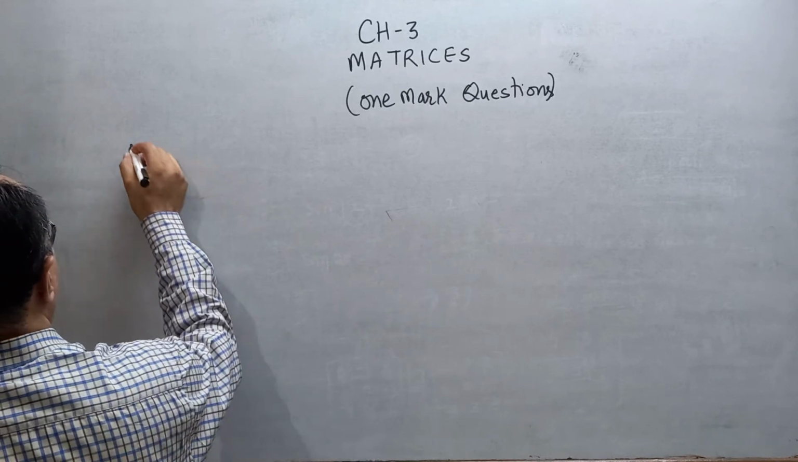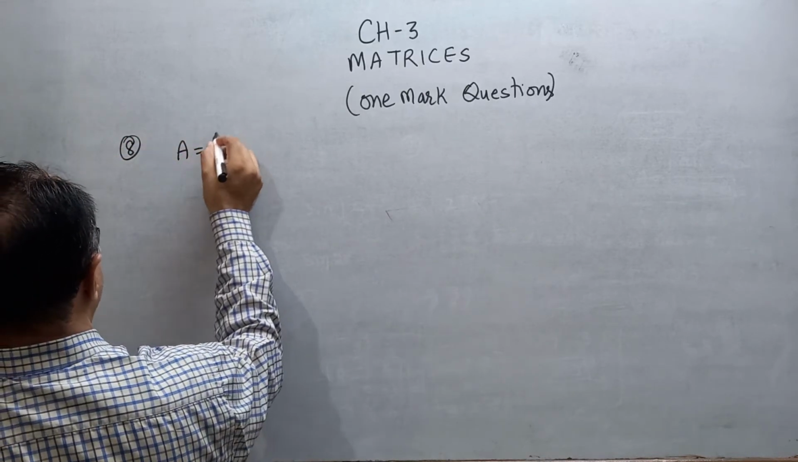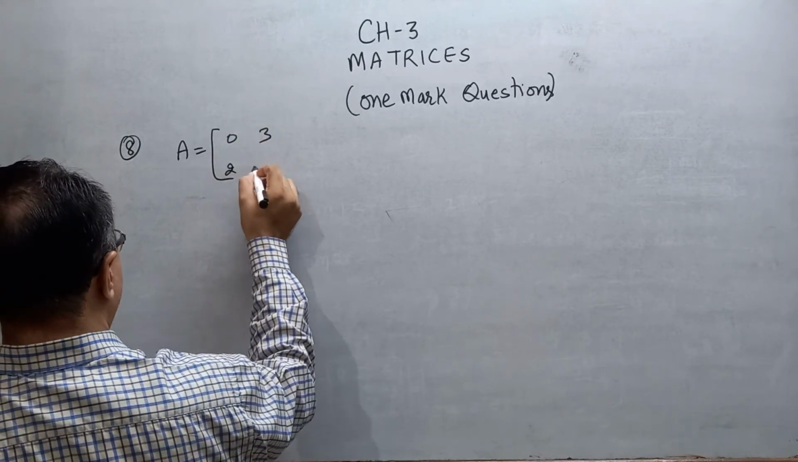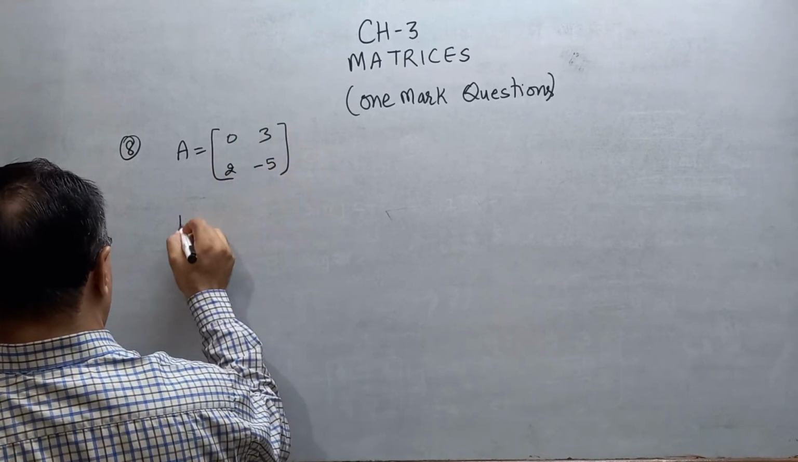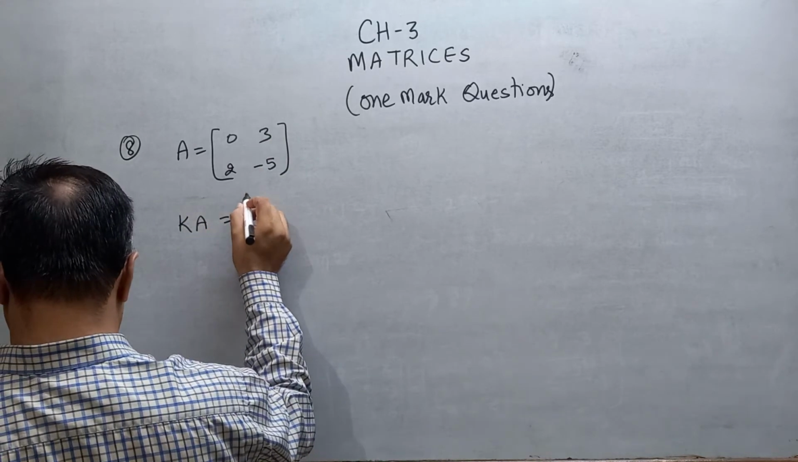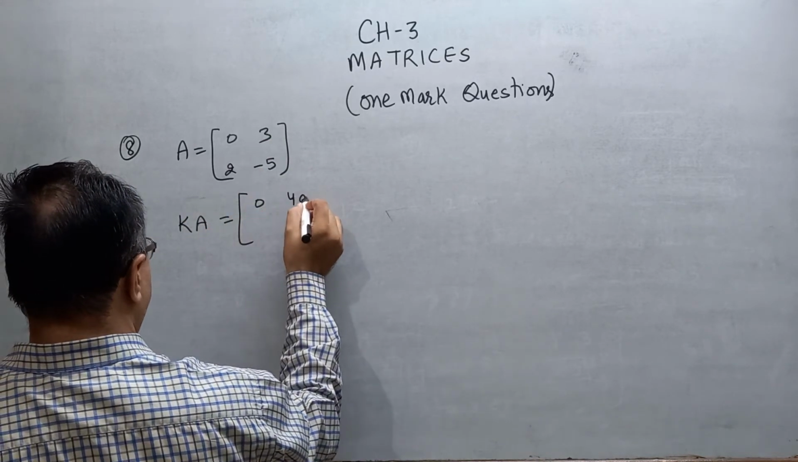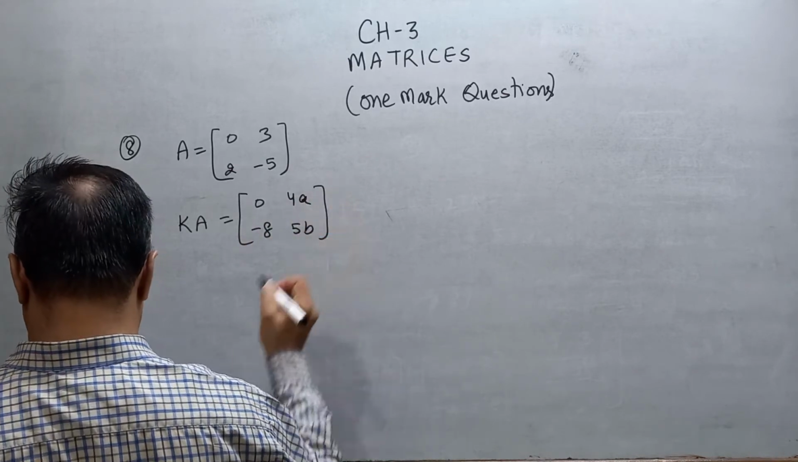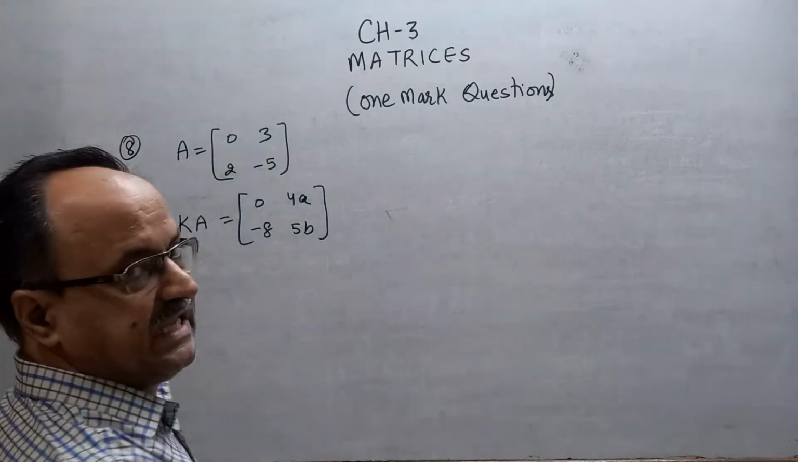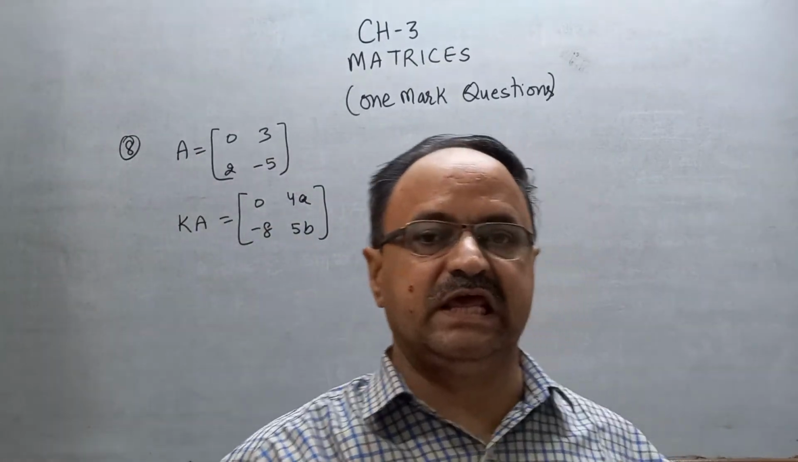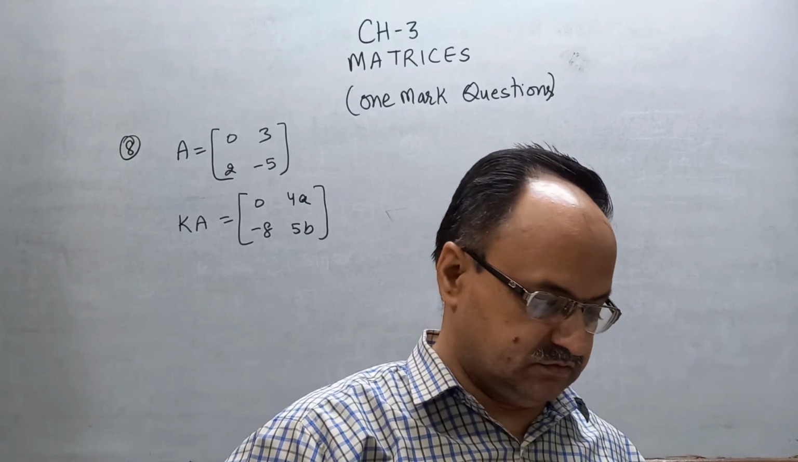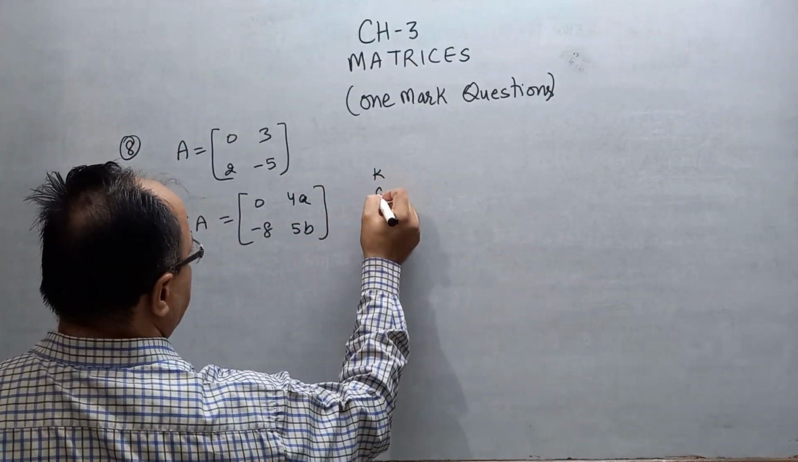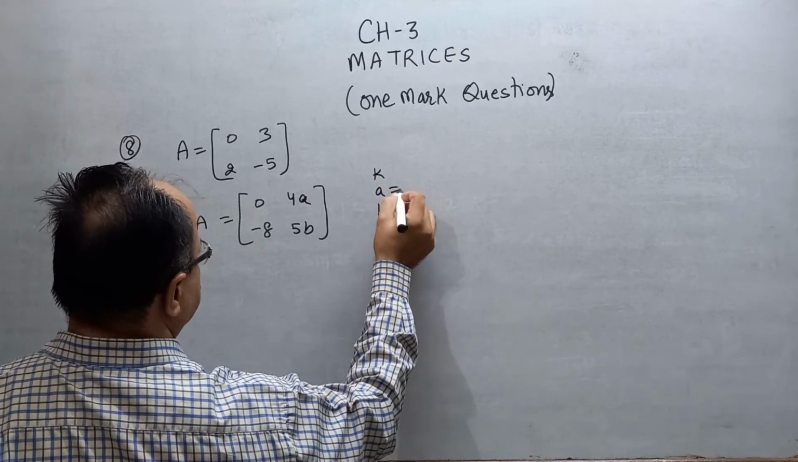Next question 8. If A is equal to 0, 3, 2, minus 5 and kA is equal to 0, 4a, minus 8, 5b, then find the values of k, a and b. This is the question.